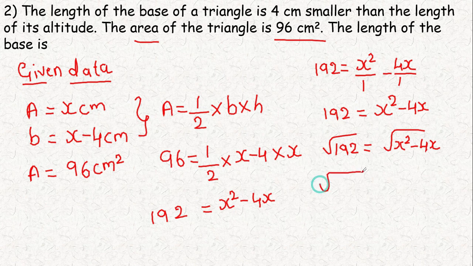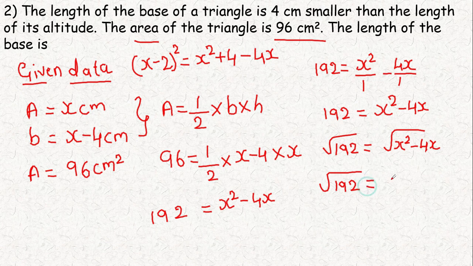Here you can express that x square minus 4x, as x minus 2 whole square is equal to x square plus 4 minus 4x. When there is a root here, then you can take x minus 2 root of 4. This will be the value, that's x minus 2 into root of 4.